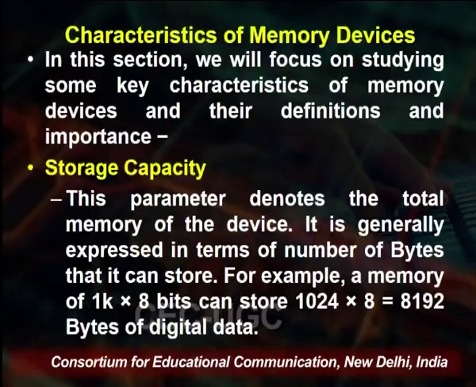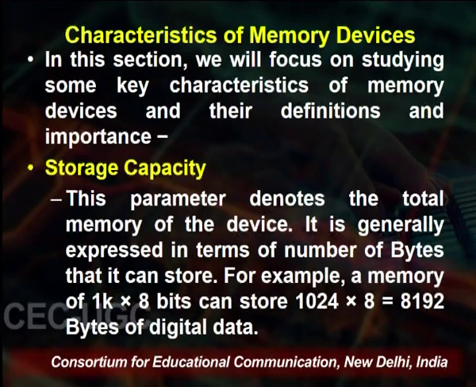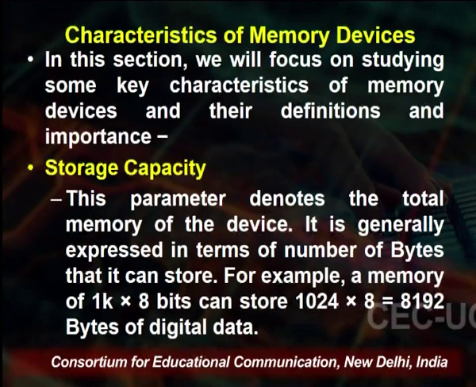In this section, we will discuss what the characteristics of memory devices are, what their definitions are, and what their importance is. The first characteristic of a memory device is the storage capacity for which it is made. This parameter, storage capacity, denotes the total memory of the device and it is generally expressed in bytes, that is, how many bytes can be stored in the system. For example, a memory of 1 kilobyte by 8 bits means 1024 into 8, which is equal to 8192 bits of digital data we can store in a system.